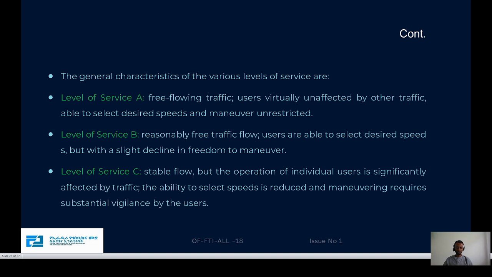In level B, it is reasonably free traffic volumes. Users are able to select a desired speed. The desired speed is unrestricted with a slight delay in freedom. In level C, it is stable flow, but the operation of users is significantly affected by the traffic, so the desired or selected speed will be decreased or restricted.